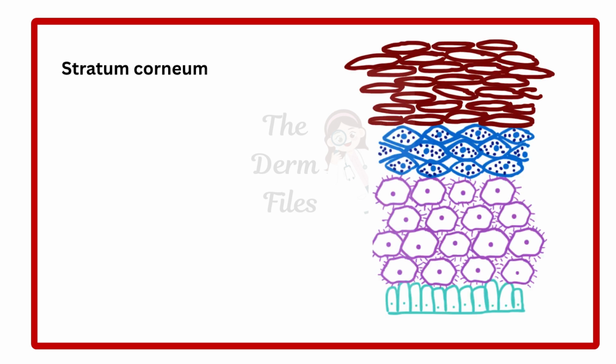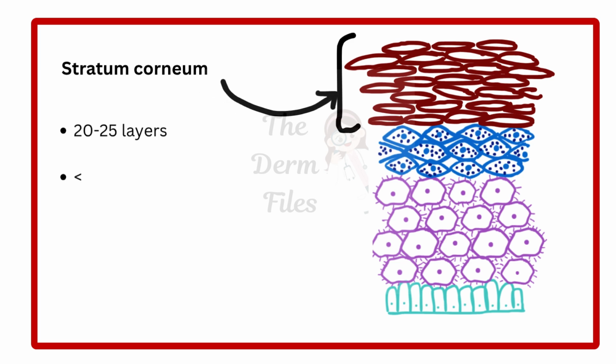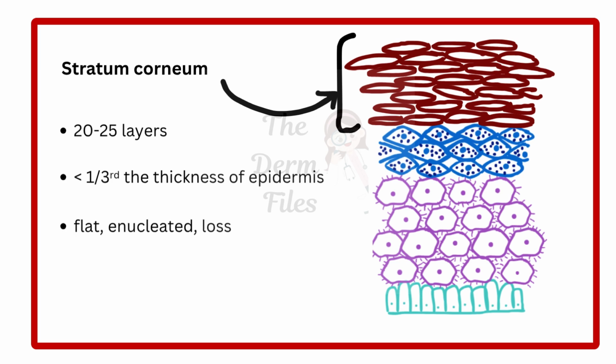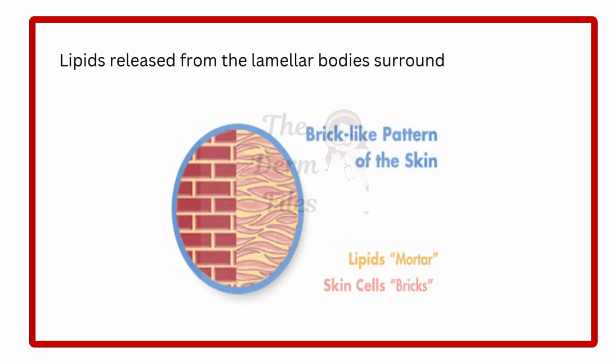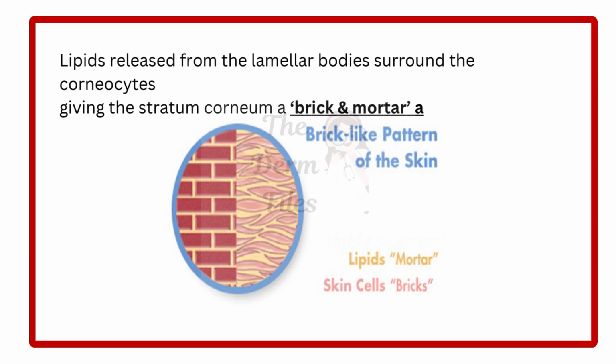The stratum corneum or the cornified cell layer forms less than 1/3 the thickness of the epidermis and is composed of 20 to 25 layers of cells. These cells are terminally differentiated dead cells or corneocytes, flat, enucleated, and devoid of cytoplasmic organelles. Lipids released from the lamellar bodies surround the dead keratinocytes or corneocytes, giving rise to the brick and mortar appearance of the stratum corneum. The brick is formed by the corneocytes and the mortar by the lipids released. This helps in the barrier function of skin.